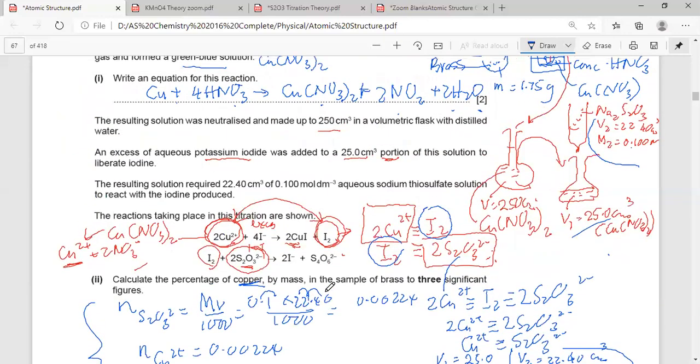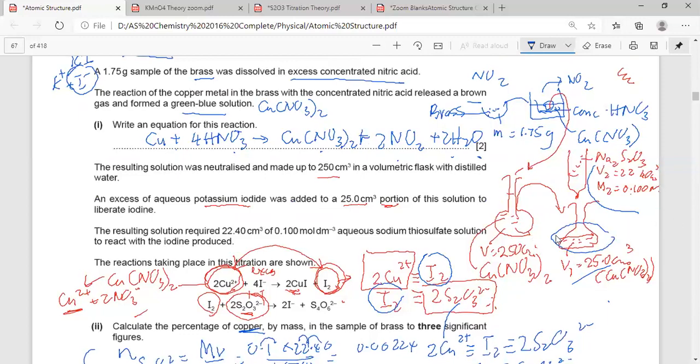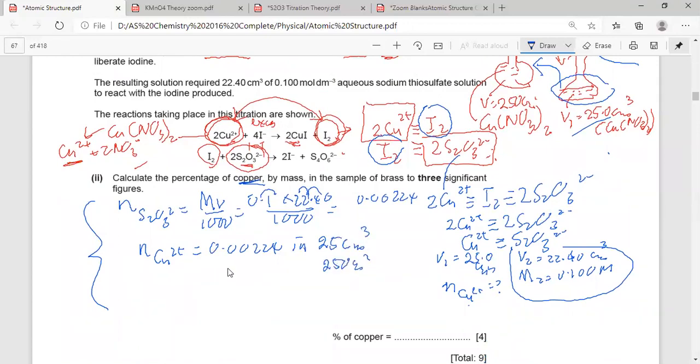But this one is found in what volume? It's found in 25 cm3, but it came from 250 cm3. So you multiply by 10. Remember, this is found in 25 cm3, so for 250 cm3, how much is it? It will be 0.0224 moles of copper. And this came from your brass, all of it.